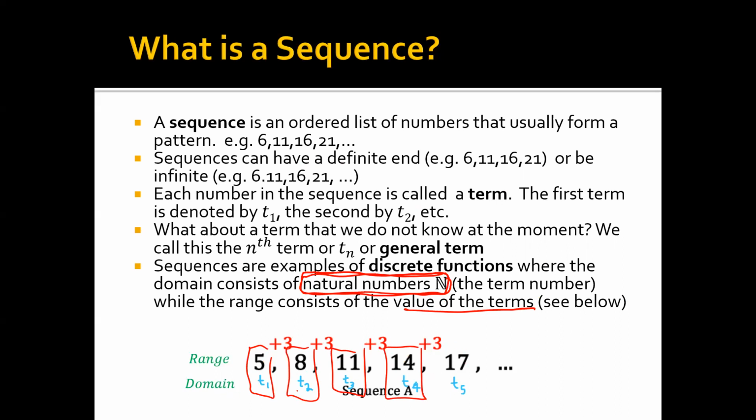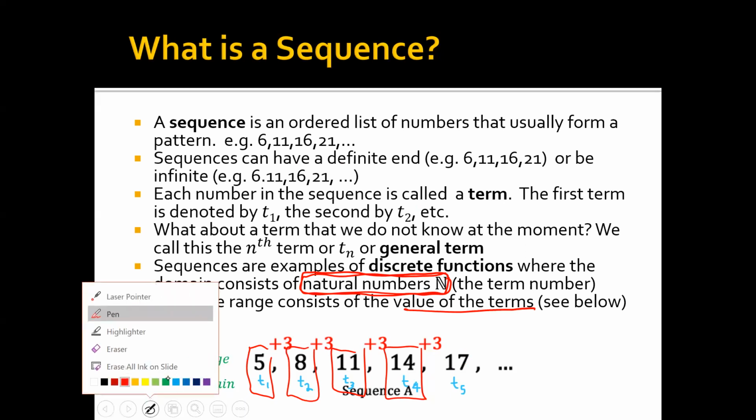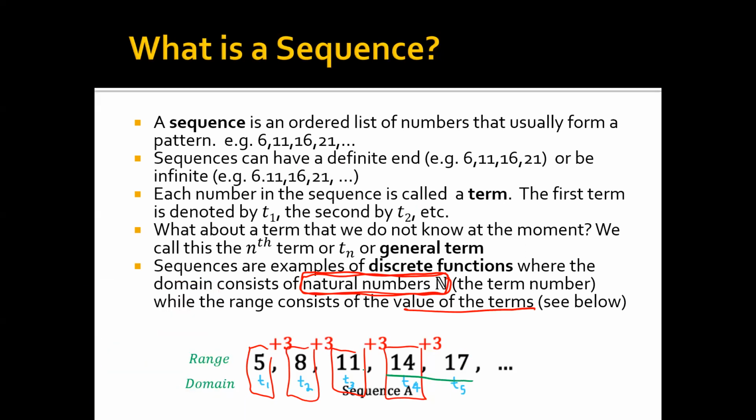And the numbers at the bottom there, our term numbers, are actually known as our domain. So whatever the term number is, that is our domain, and the range is the term value. Okay, so the range right here is the term value.